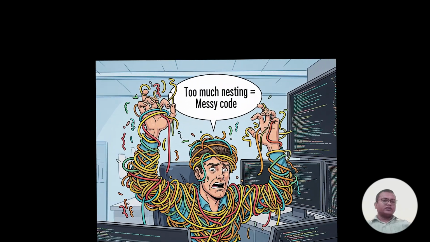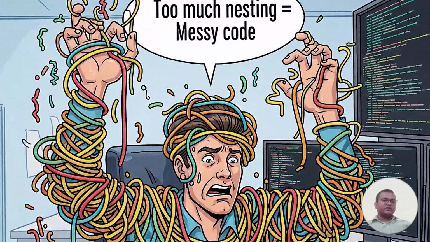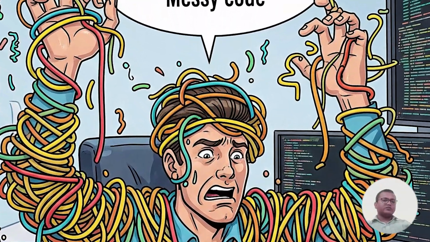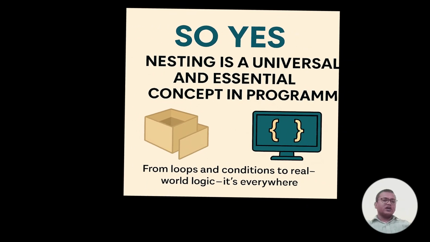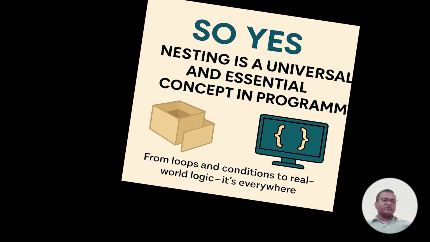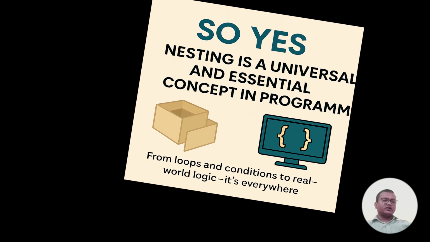Too much nesting can make code hard to read. Try to keep nesting levels to 2 or 3 maximum. So yes, nesting is a universal and essential concept in programming. From loops and conditions to real-world logic, it's everywhere.